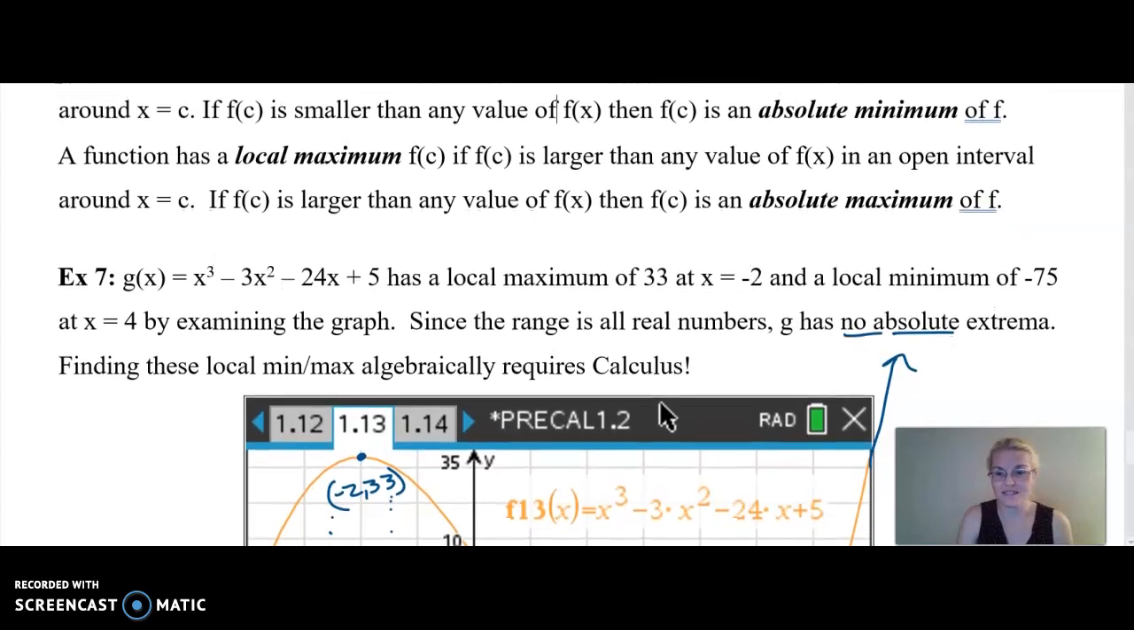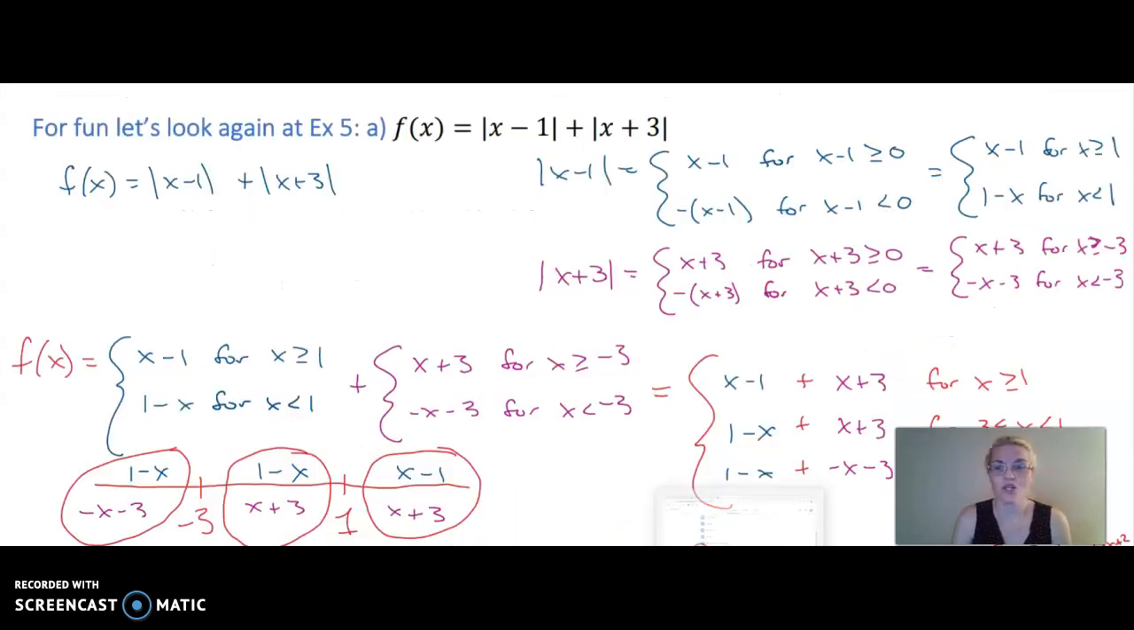In the last 10 seconds, again, go look at the solutions for fun if you want to see how to algebraically figure this out.